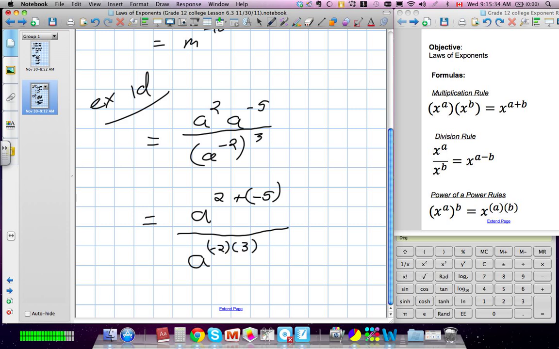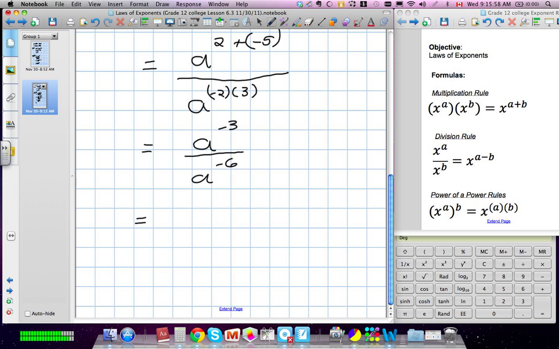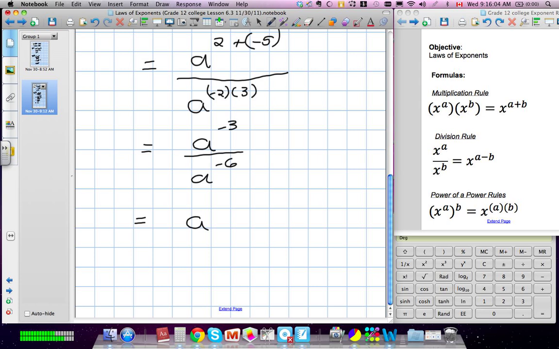Our next line will read a, 2 plus negative 5 is negative 3, divided by a, negative 2 times 3 is negative 6. I've now simplified this to just the division question. So we use our division rule. We know that we can simplify this to just one base, and we're going to subtract the two powers. It's very important in the division rule that you subtract the top exponent by the bottom exponent. So the top one goes first. Needs to be done in order.